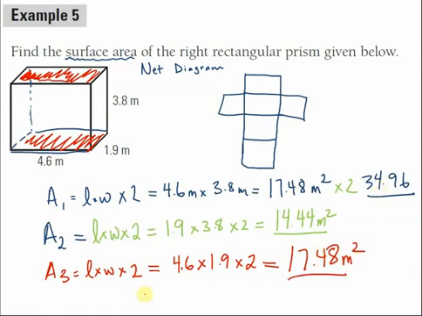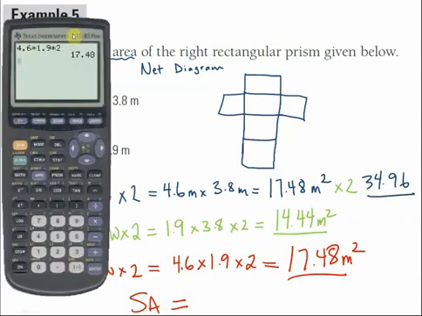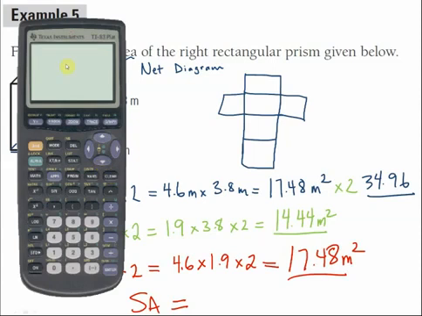Now for the total surface area, we've got to add all those three up, so I'm going to do that on the calculator. Clear. We use all the precision: 34.96 plus 14.44 plus 17.48. And in the end, this has a surface area of 66.88. And the units, because we're just adding these things up, are meters squared.